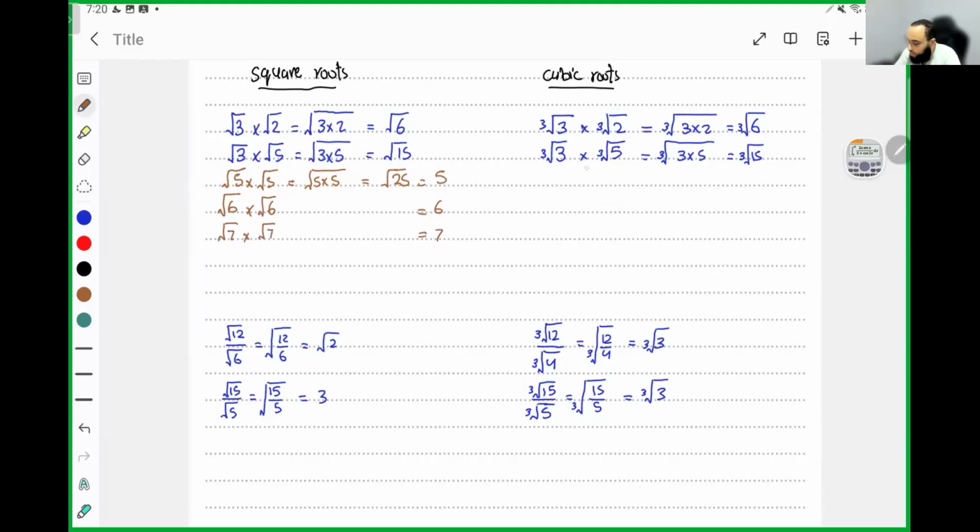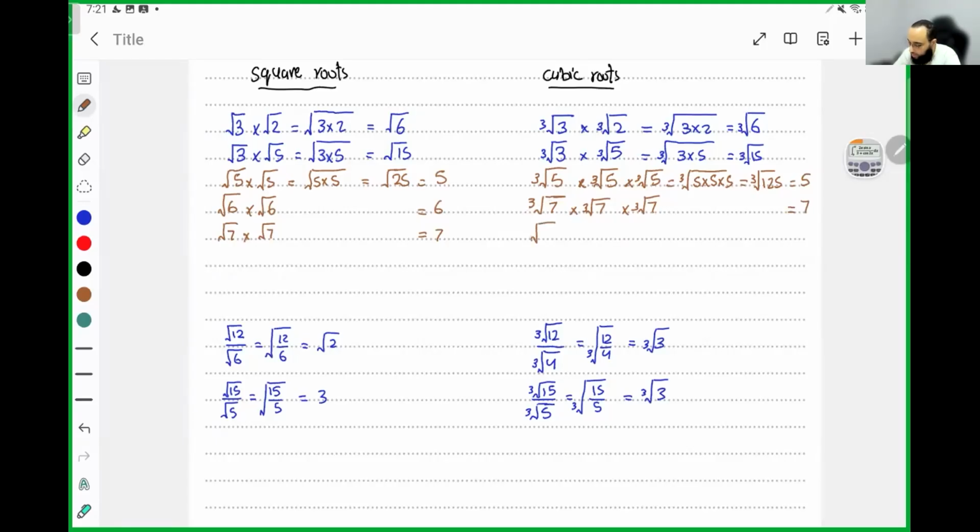But where the cubic roots should be repeated 3 times, like that, cubic root 5 times cubic root 5 times cubic root 5. It's only one cubic root, and 5 times 5 times 5, which is 125. Below the cubic root, it's 5. So, if it is cubic root 7 times cubic root 7 times cubic root 7, it is going to be 7, because it's repeated 3 times.